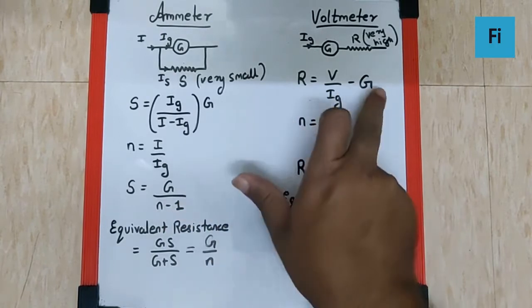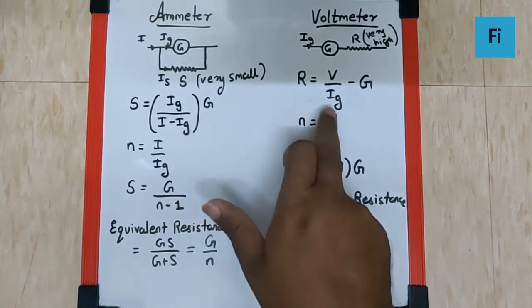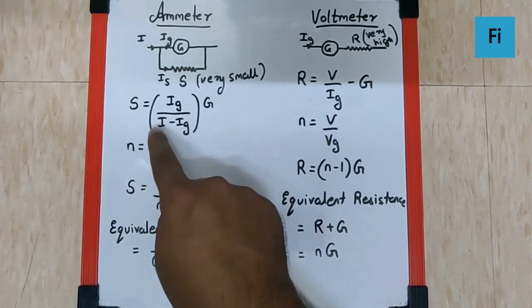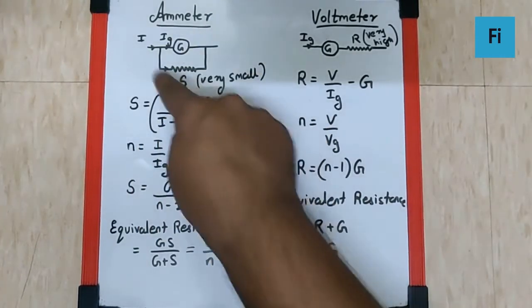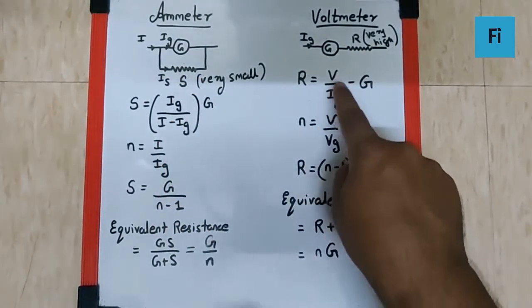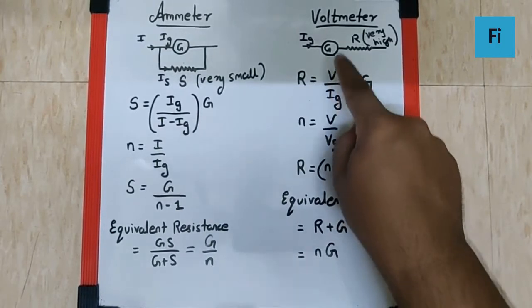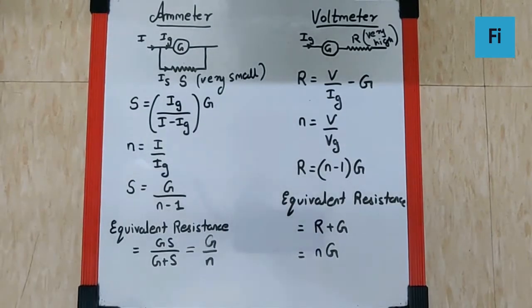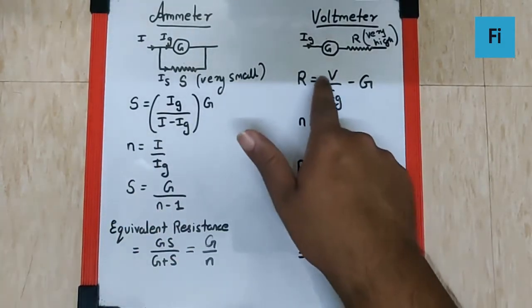Now over here G is the resistance of the galvanometer, Ig is the current passing through the galvanometer, over here I is the current which is going to pass through the ammeter, or the current measuring capacity of the ammeter, and over here V is the voltage measuring capacity of the voltmeter. So if you want to design a voltmeter or an ammeter, they will mention what current capacity or voltage capacity they want, and accordingly they will give you the value of either I or V.